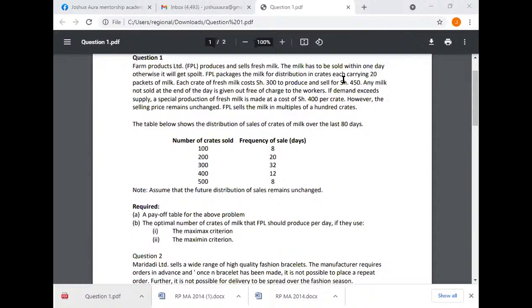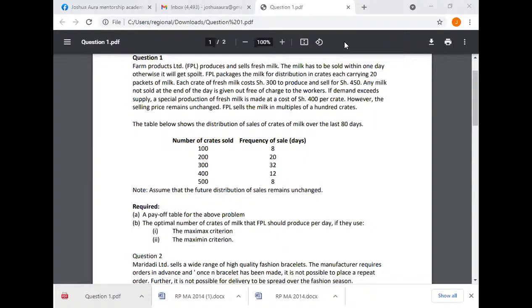If demand exceeds supply, we are told a special production of fresh milk is made at a cost of 400 per crate. However, the selling price still remains unchanged. FPL sells the milk in multiples of 100 crates. We are told the table below shows the distribution of sales of crates of milk over the last 80 days. So they want us to give them a payoff table for this problem.